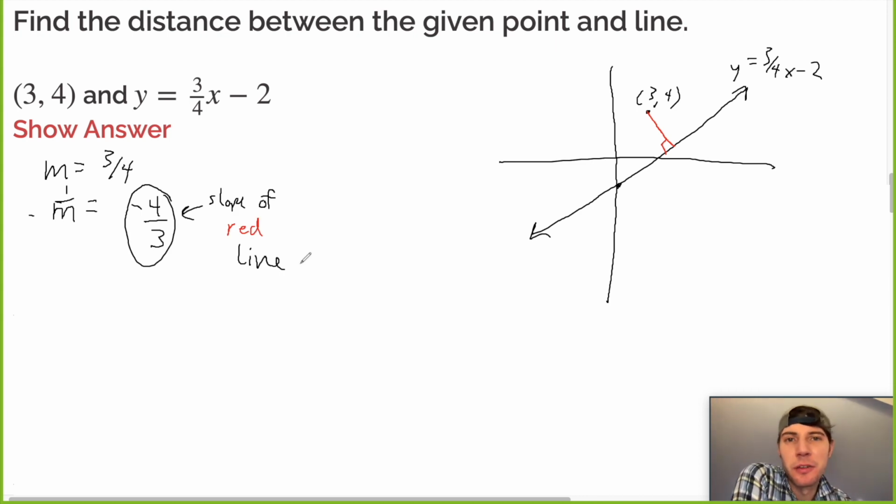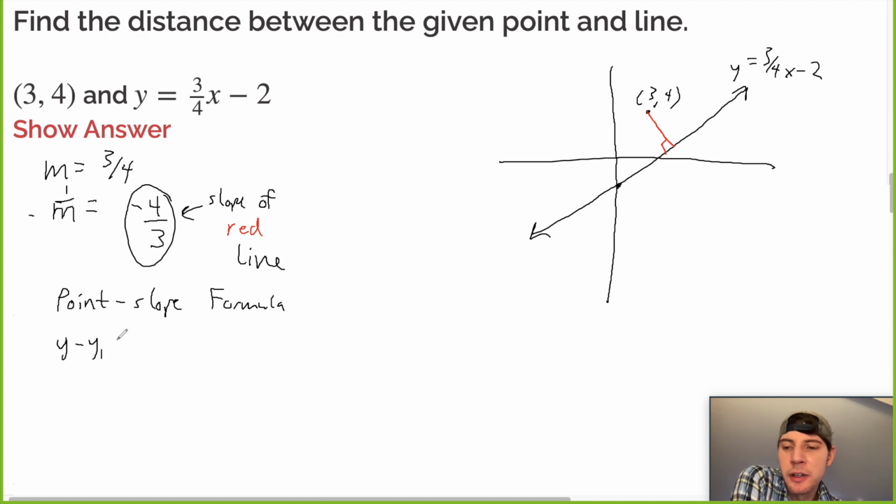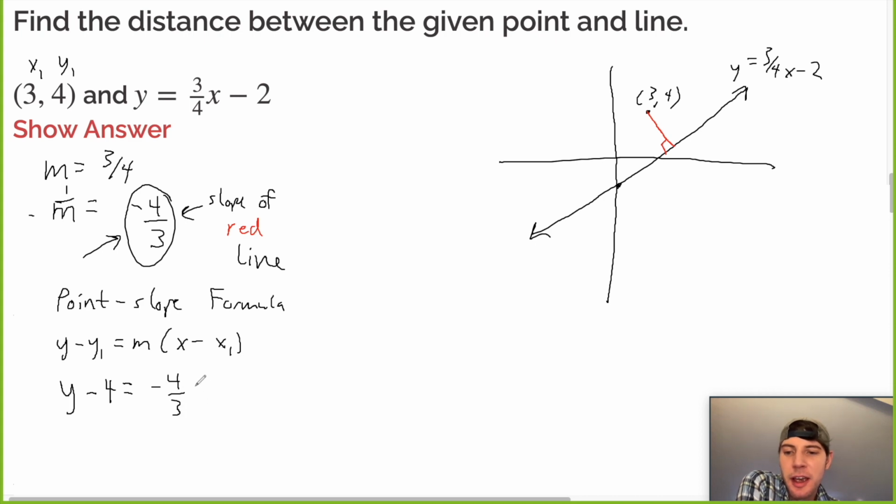Now to get the equation of the red line, we're going to use point slope formula because we have a point, (3, 4), and a slope, negative 4/3. Point slope formula is y - y1 = m(x - x1). Our y1 is this 4, the x1 is the 3, and the slope, our m, is what we have right here. So we'll populate those values. We have y - 4 = -4/3 (x - 3). That's the next step, plugging it into point slope form.